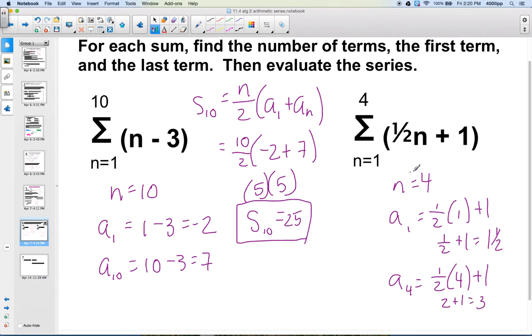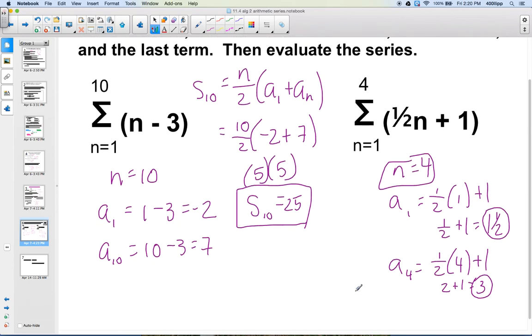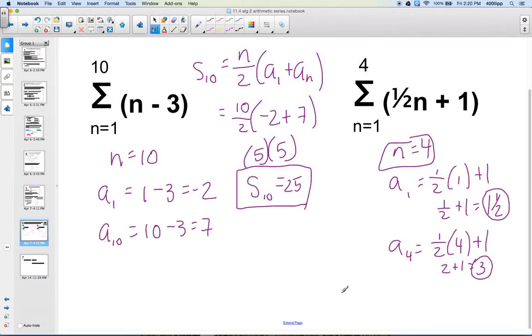So we have the number of terms. Our first term is 1.5. Our last term is 3. And then we're going to plug that into our equation, which we just learned. S sub n is equal to n over 2 times the first term plus the last term, and then we're going to plug that in.